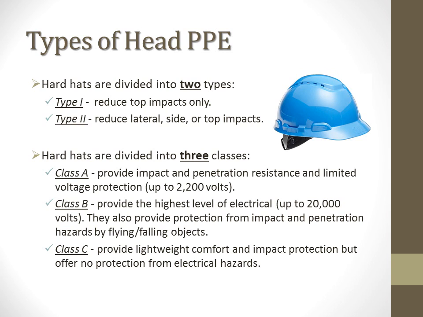Class A provides impact and penetration resistance and limited voltage protection up to 2200 volts. Class B provides the highest level of electrical resistance up to 20,000 volts. They also provide protection from impact and penetration hazards by flying and falling objects. Class C provides lightweight comfort and impact protection, but offers no protection from electrical hazards.